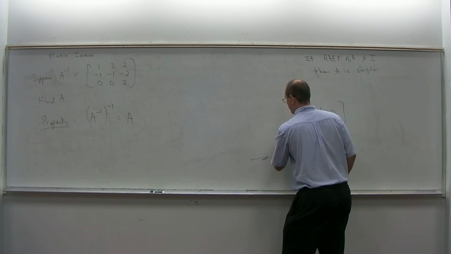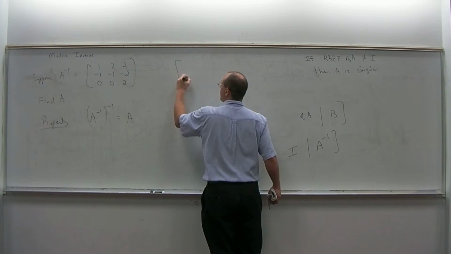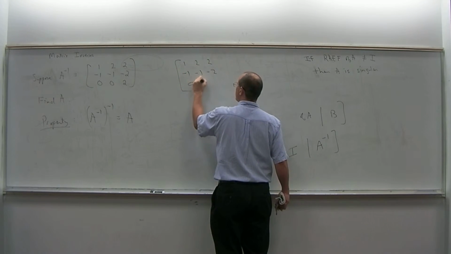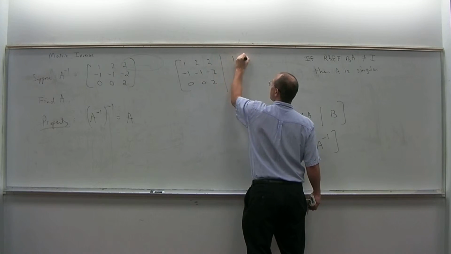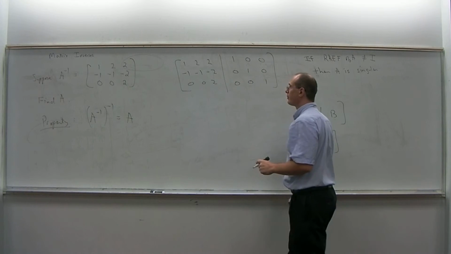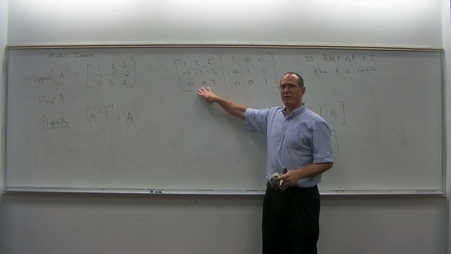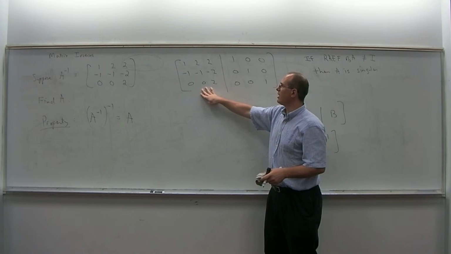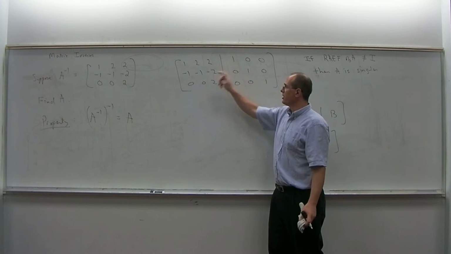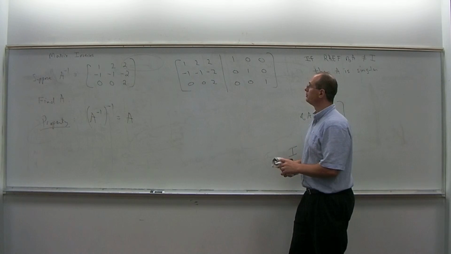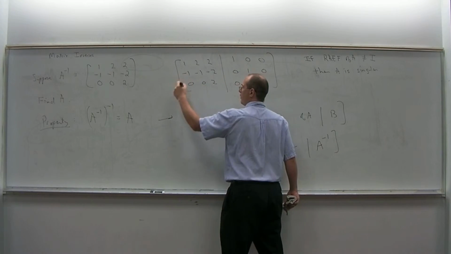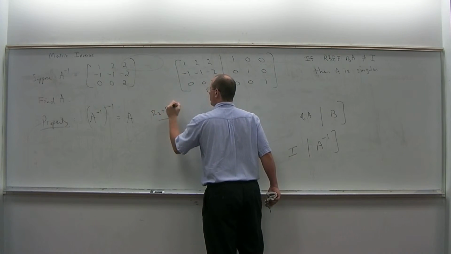So I'll set up my matrix. I called it A inverse, 1, 2, 2, negative 1, negative 1, negative 2, 0, 0, 2, and put the identity next to it, the 3 by 3 identity. And now we'll do the operations necessary to carry the left side, the left 3 by 3 matrix, to the identity, and this one will end up being the inverse of that one. So I have a leading one here. I'll use that to zero out that one. So I'm going to do row 2 plus row 1.